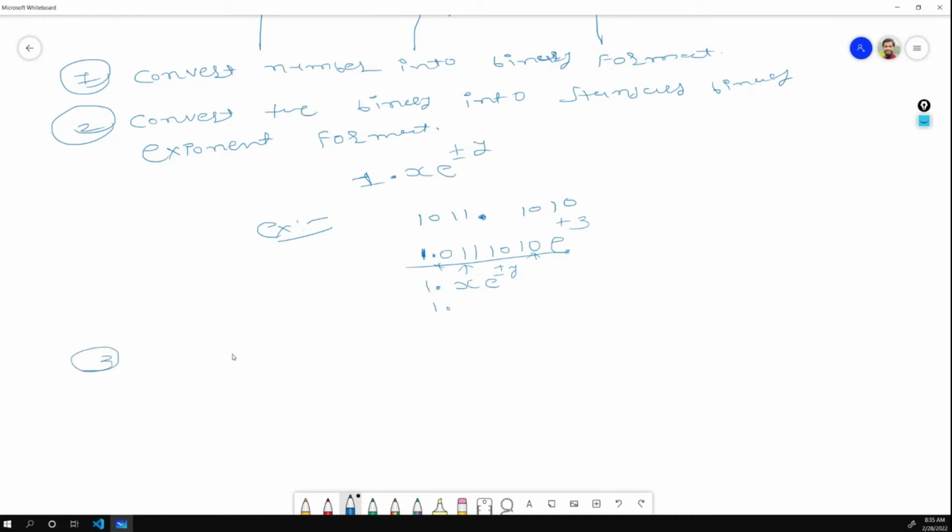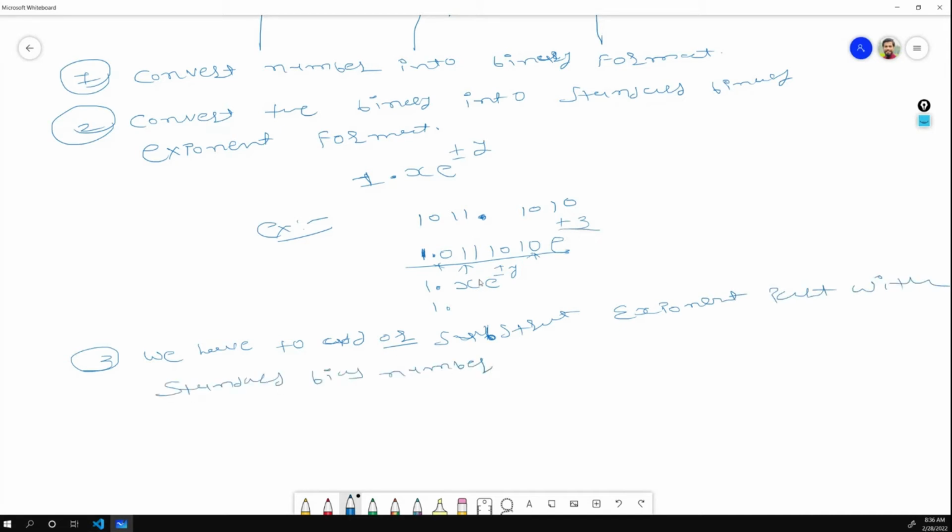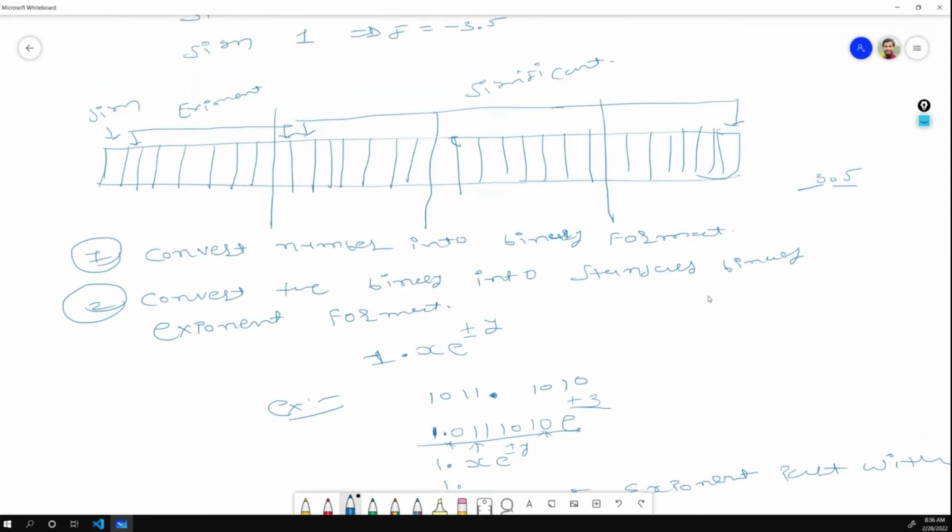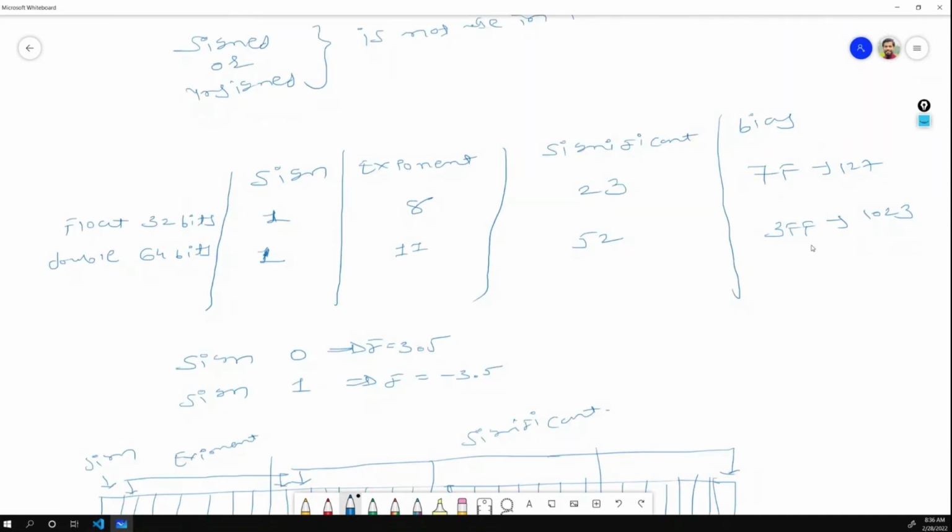Then the third step: we have to add or subtract the exponent part with the standard bias number. Here my exponent is plus 3. E raised to plus means addition, and e raised to minus means I have to do subtraction. So e raised to plus 3, I have to do 7F plus 3, because for float the bias is 7F, and for double the bias is 3FF.